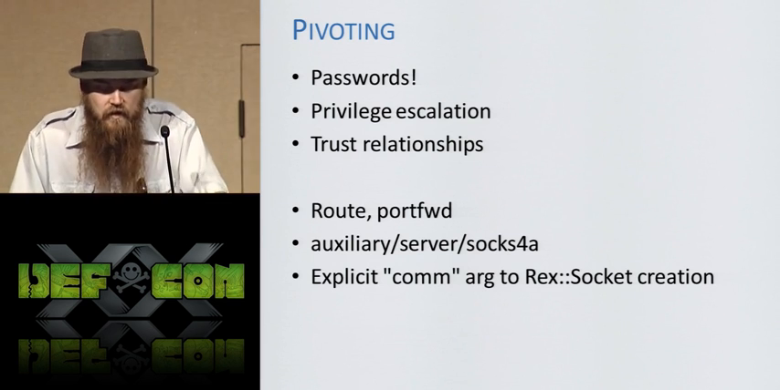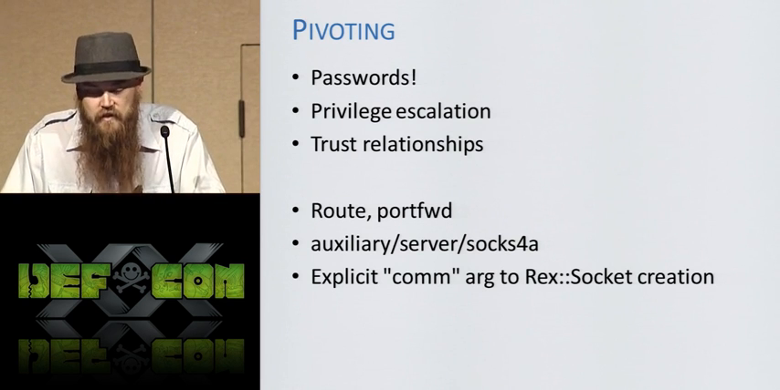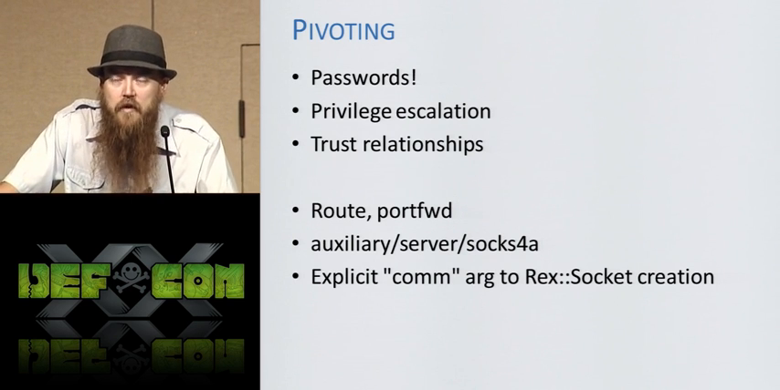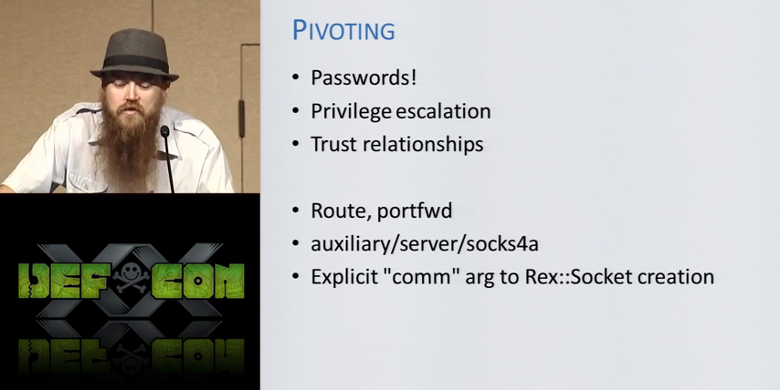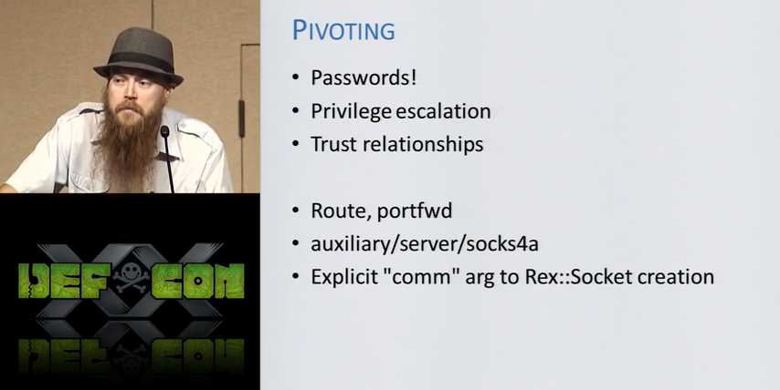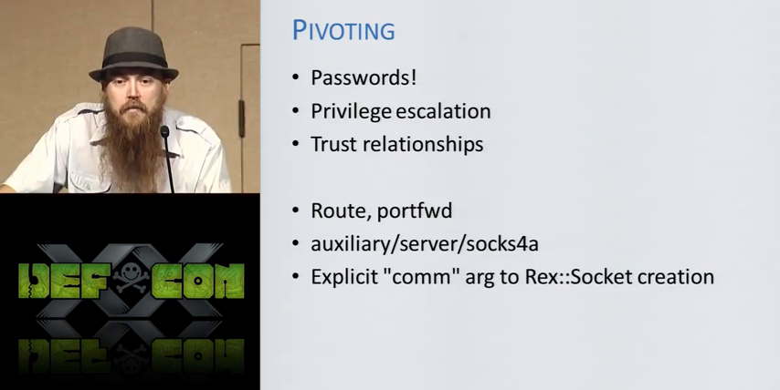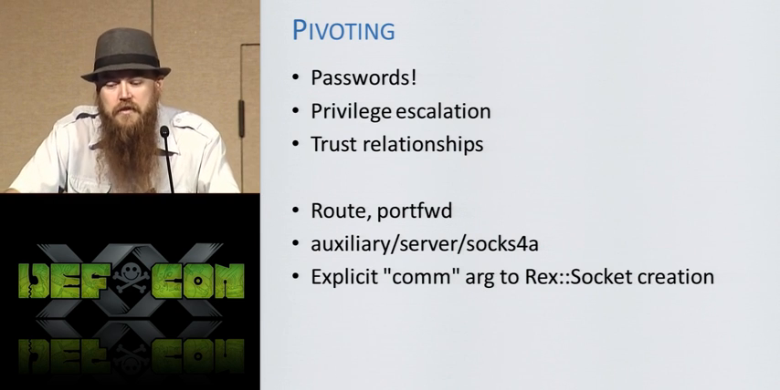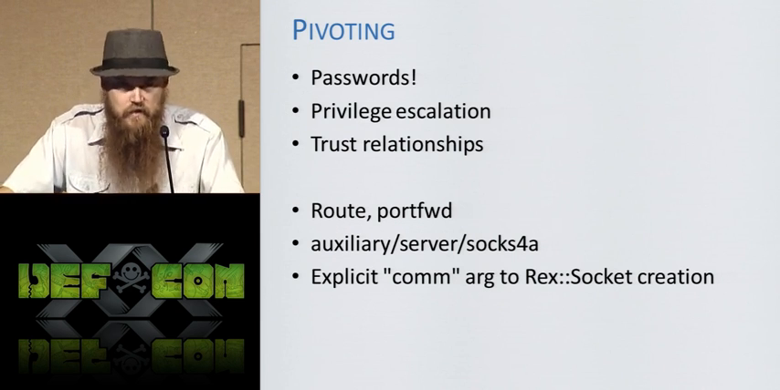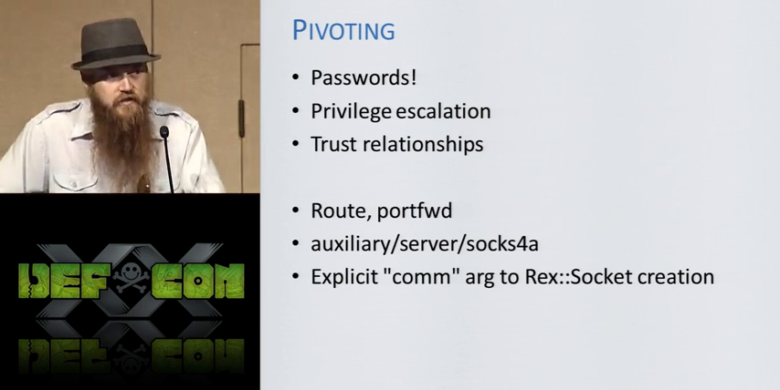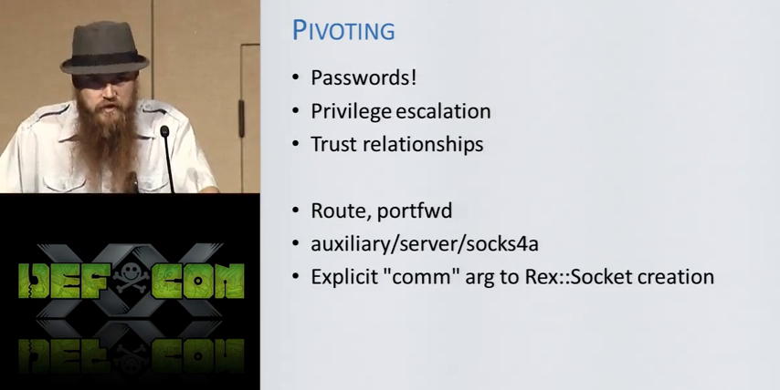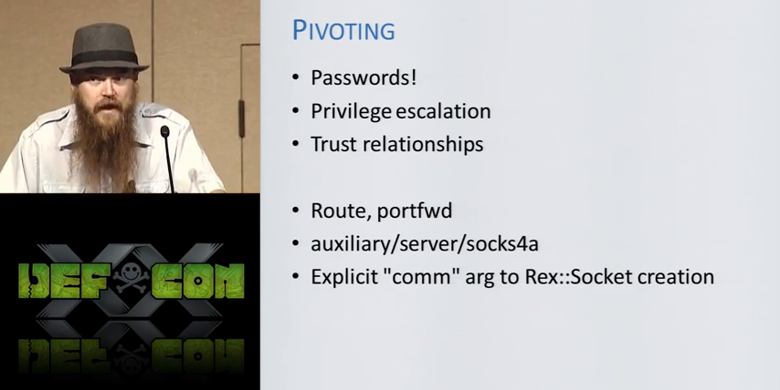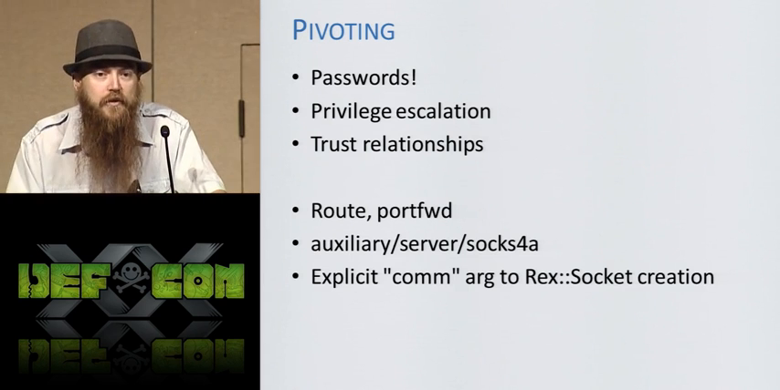The last bullet here is the COM argument to the Rex socket library. Rex sockets are Metasploit's implementation that allows you to use the route and the port forward and all of those things. It's the underlying library that allows all that stuff to happen. It also gives you SSL for free. It gives you proxies and a few other options. But the way that's all implemented is with a COM object. And Meterpreter sessions are all COM objects. So you can just pass a Meterpreter session into a socket creation, and from that point, that socket will be connected through the compromised machine.